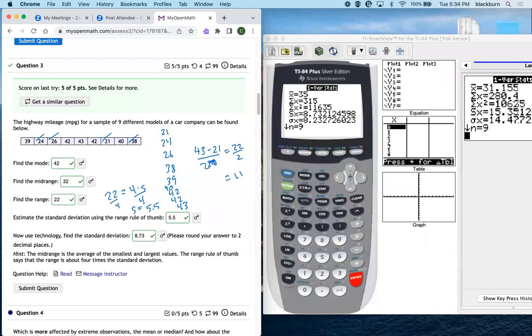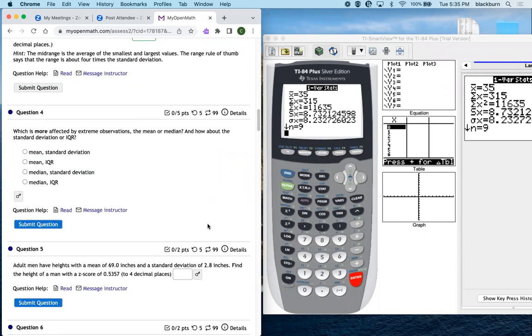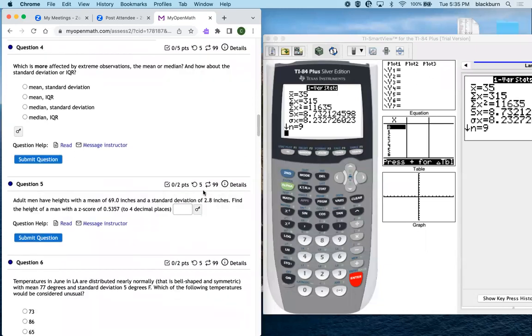What questions from that one? Okay. So the next one, which is more affected by extreme observations, the mean or the median? I'll let you think about that one and come up with it. You get 5 tries for a question, so if you can't get that one, that's a struggle.